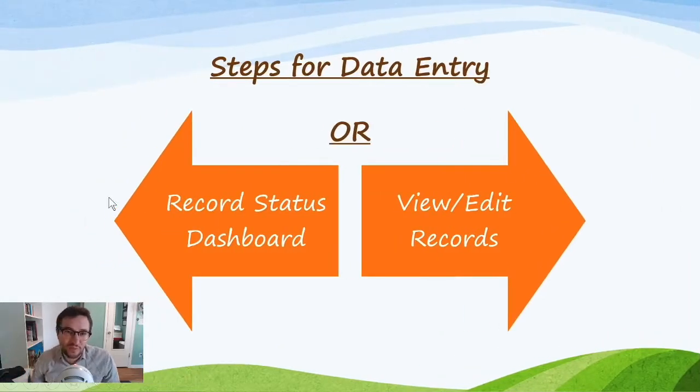So now that you're in the project, you want to, of course, enter in your data. If you were paying close attention at that left panel, you'll notice that there are two buttons there. There was Record Status Dashboard, and there was View/Edit Records. Those are really two ways of getting at the same thing. So there's no difference in the data that's going to be put there. It's just a different way of navigating to exactly where you want to go. So I'm going to go through both options so that you can see which one you really prefer.